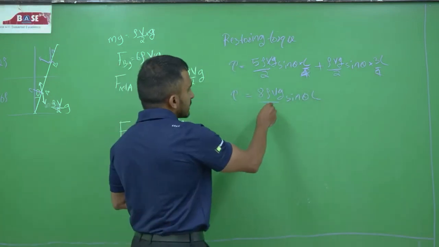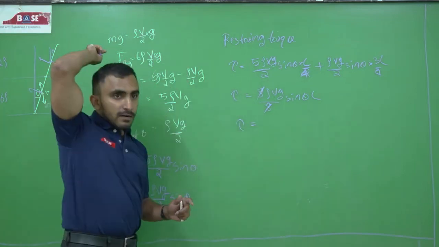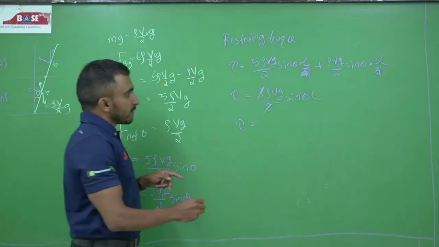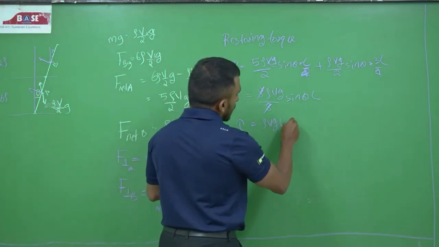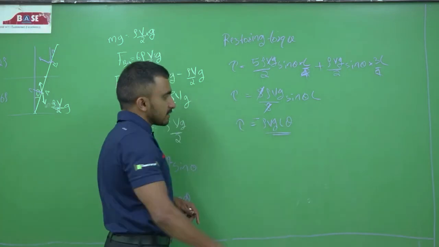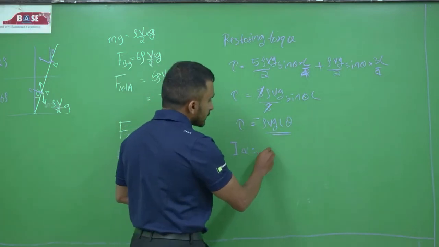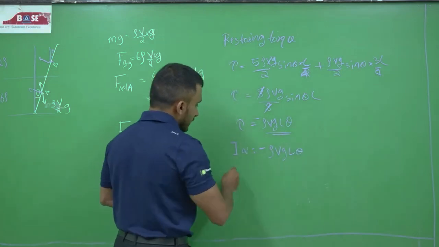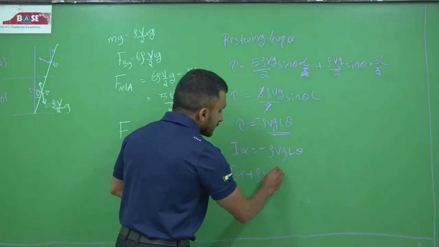So the 8 will cancel, and for the small angle approximation, since the angle we are tilting is very small, you get rho V g L into theta. This will be the restoring torque. Because of the restoring torque there will be a negative sign. So we know I alpha equals minus rho V g L theta. Taking it to the other side, I alpha plus rho V g L theta equals 0.